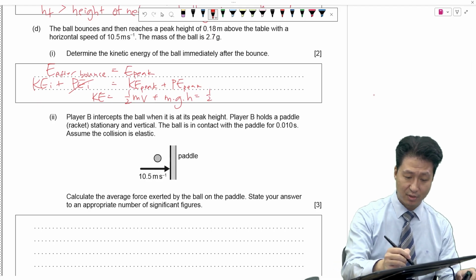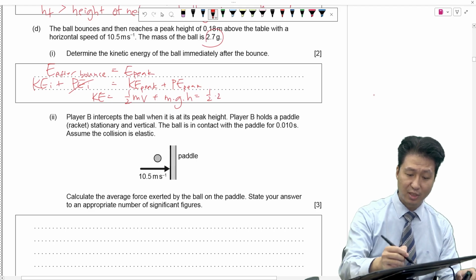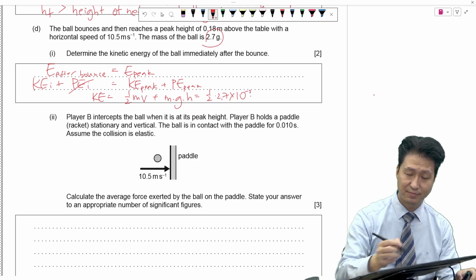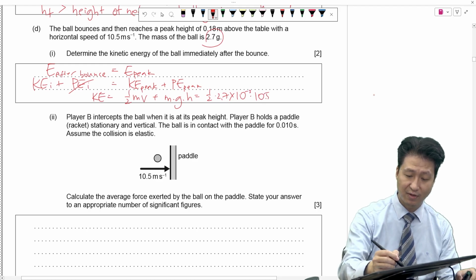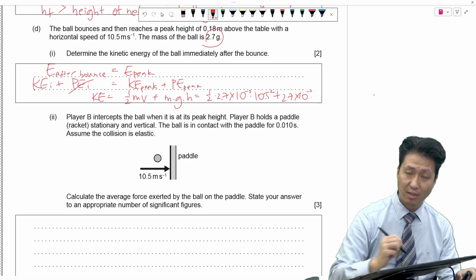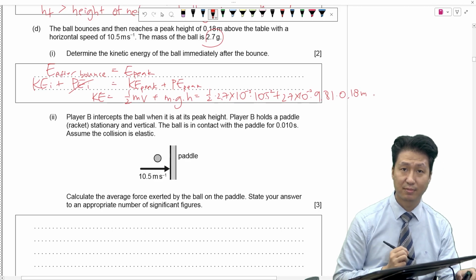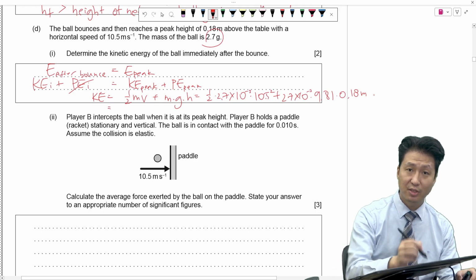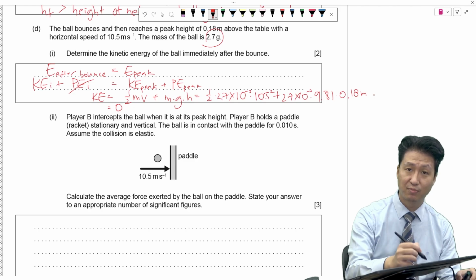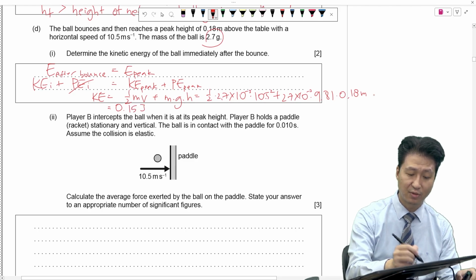Substituting with the values, we have 1/2 times 2.7 grams, which is 2.7 times 10 to the negative 3 kilograms, multiplied by 10.5 meters per second squared, plus the mass, again 2.7 times 10 to the negative 3 kilograms, multiplied by the gravitational acceleration 9.81 and the height of 0.18 meters. Using the calculator, you will find that the kinetic energy would be 0.15 joules.